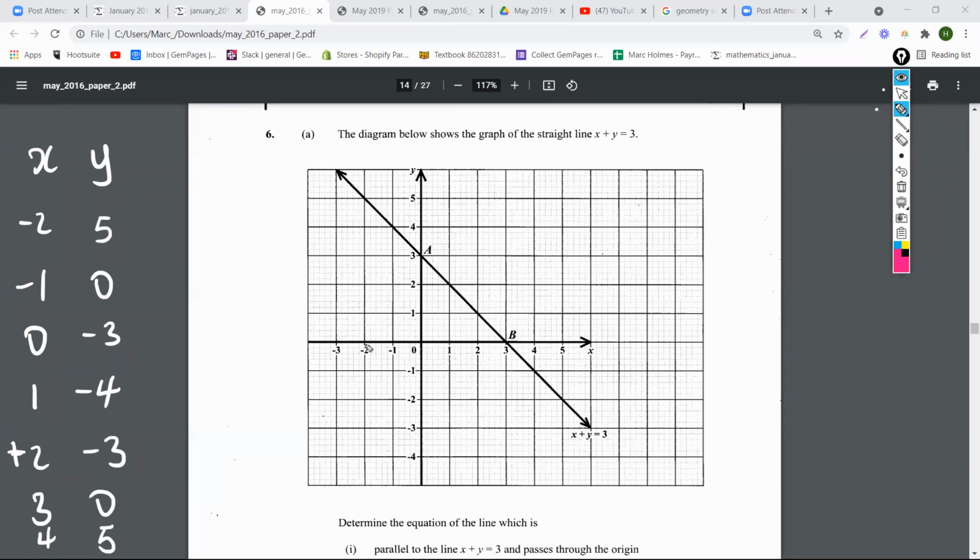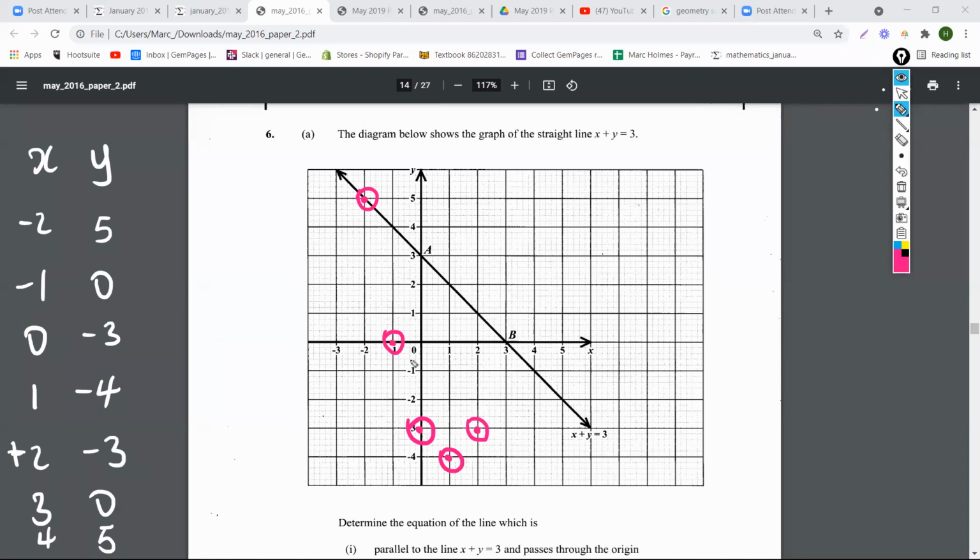So when x is equal to minus 2, y is equal to 5. Let's put that right here. That's the first point. Then when x is minus 1, y is equal to 0. So this is the next point. When x is 0, y is equal to minus 3. So this is the next point. Then when x is 1, y is equal to minus 4. Okay, so that's right here. So this is the next point. Then when x is 2, y is equal to minus 3. So that's right here.